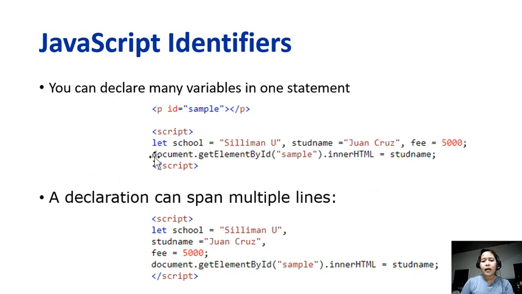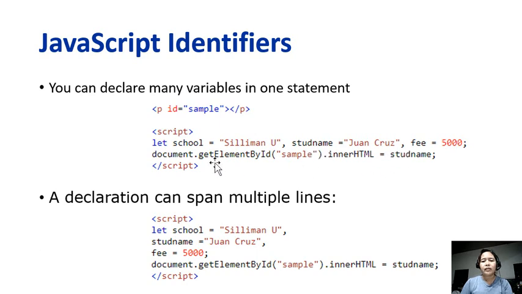Now, please take note, in JavaScript you can declare many variables in one statement. For instance, you can say let school is equal to Silliman U. So far, we have only declared one variable at a time and ended it with a semicolon. If you have more than one variable to declare in one statement, you just separate them with a comma. So you have let school is equal to Silliman U, stud name is equal to Juan Cruz, fee is equal to 5,000. You have just declared three variables in one statement, and that's school, stud name, and fee.